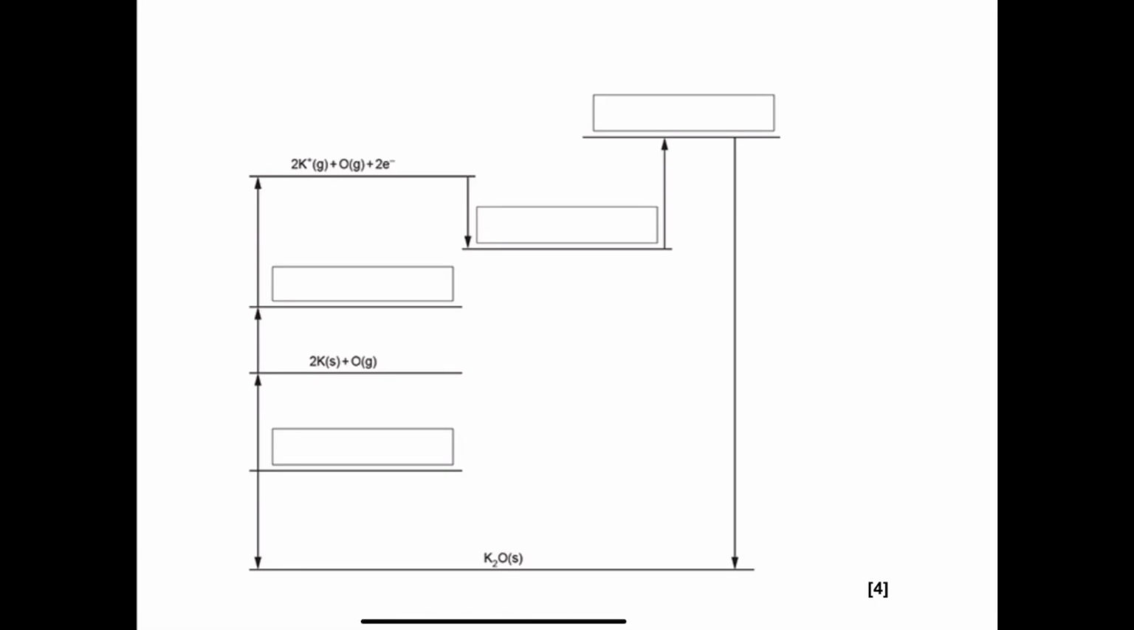Hey A level chemists, let's try and do this in under a minute. Simple Born-Haber cycle, easy 4 marks to get on an exam. Okay, so immediately I'm thinking here, if you don't know what to put, formation is a good idea normally.